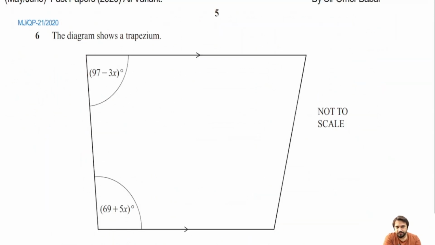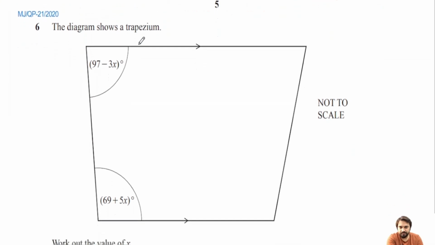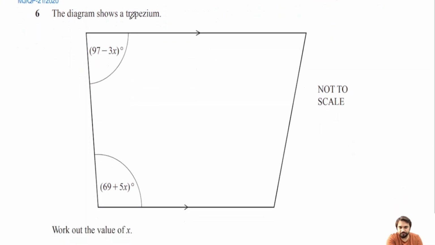Now, next question in this row is question 6, appeared in 2020. The question paper was 2 and the variant was 1. The diagram shows a trapezium. So we have this trapezium. And what is a trapezium? A figure bounded by 4 sides in which 2 lines are parallel to each other, or you can say one pair of lines are parallel to each other and the other are non-parallel. So we have this figure. We need to calculate the value of x.